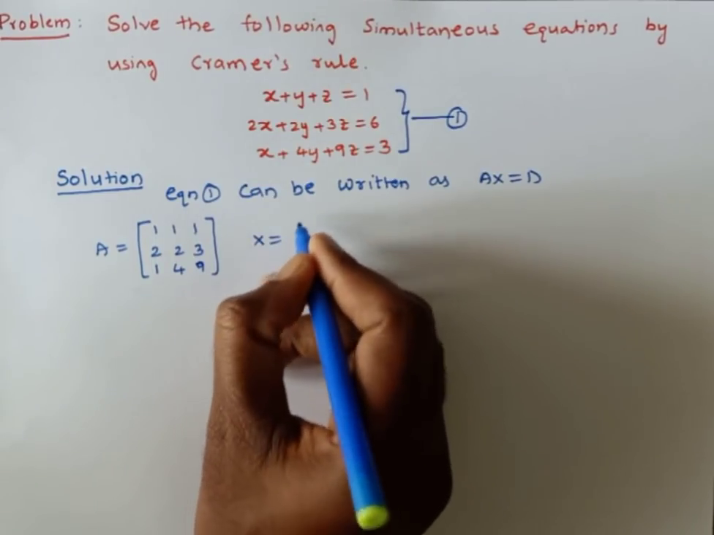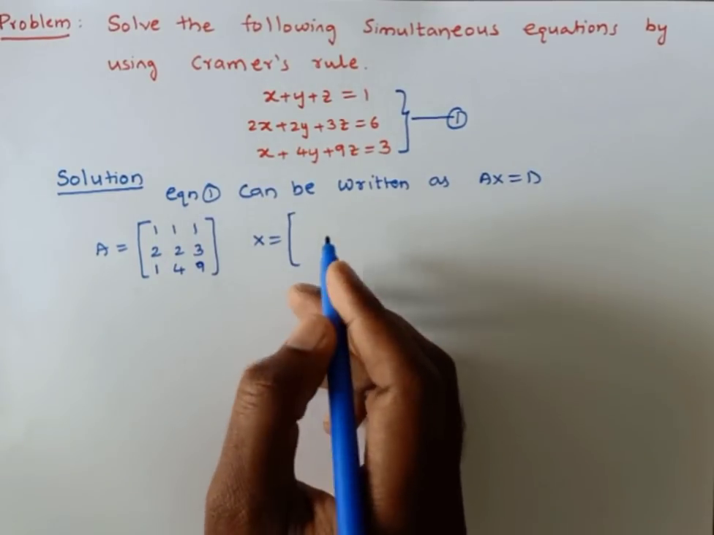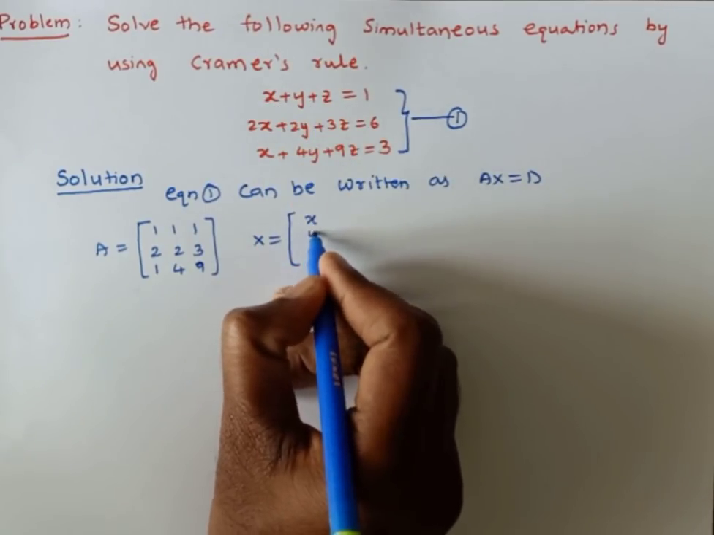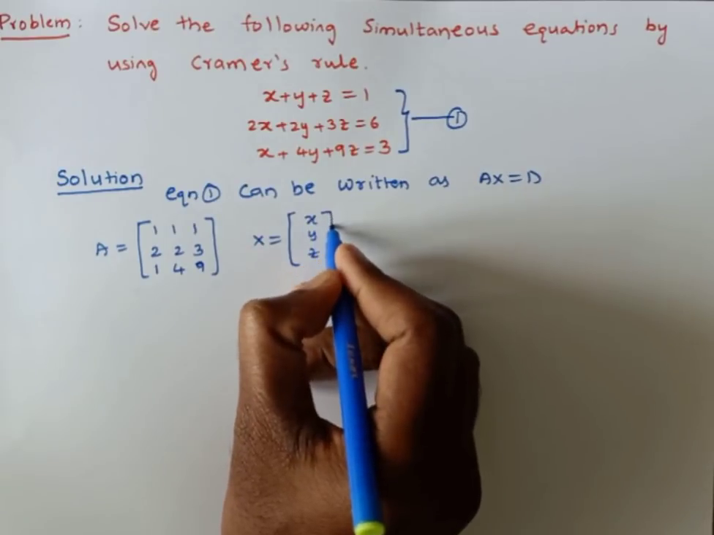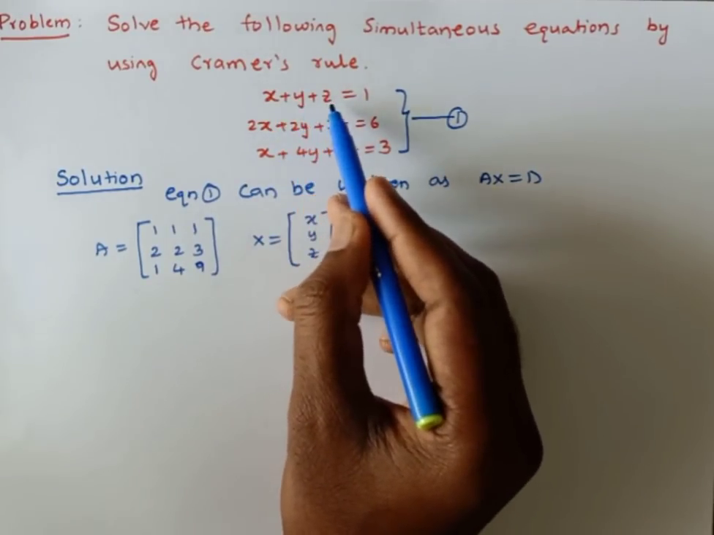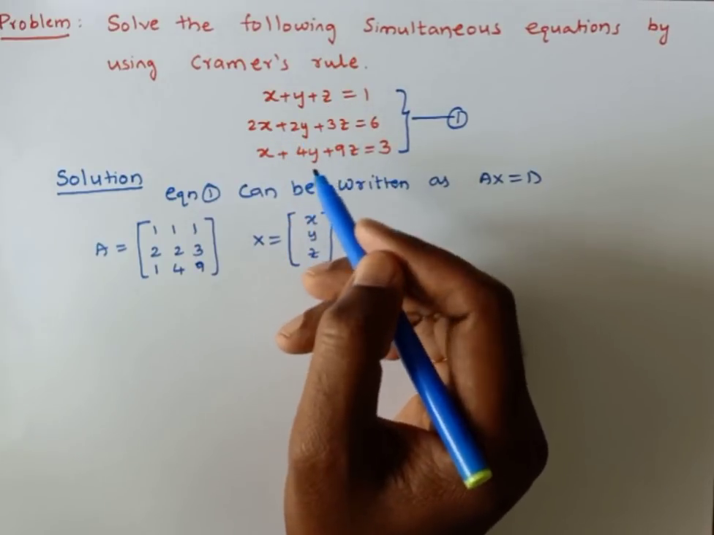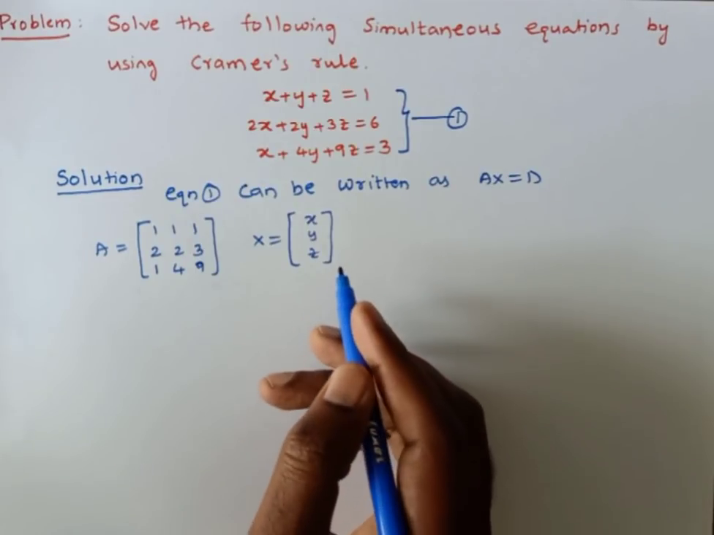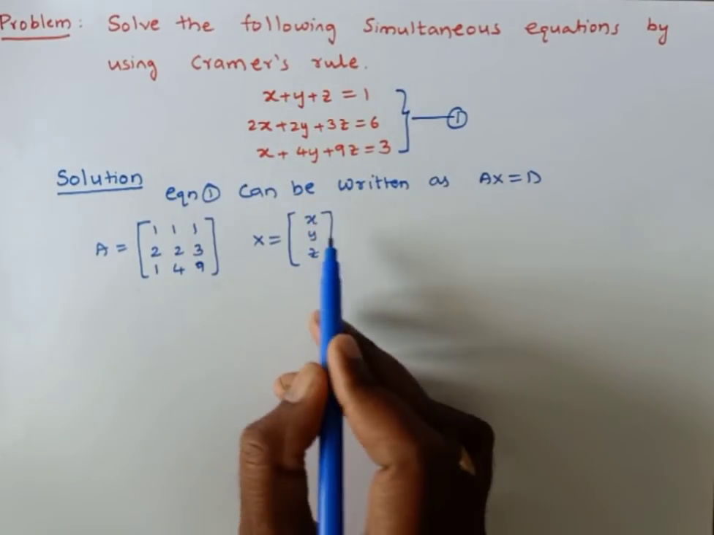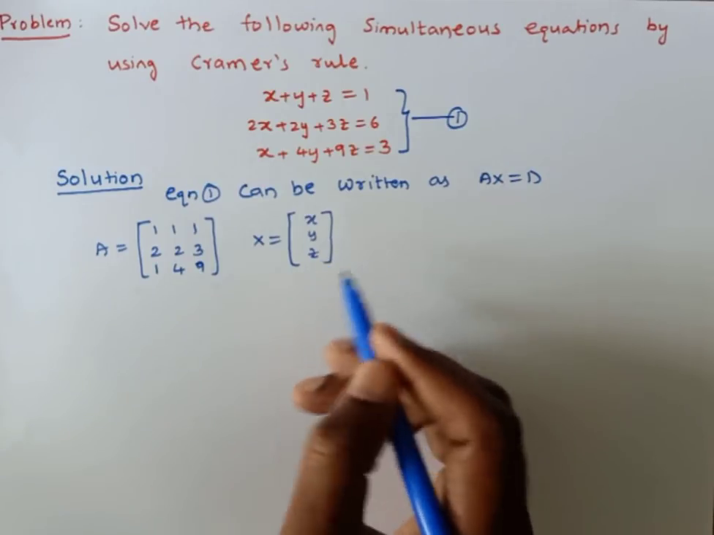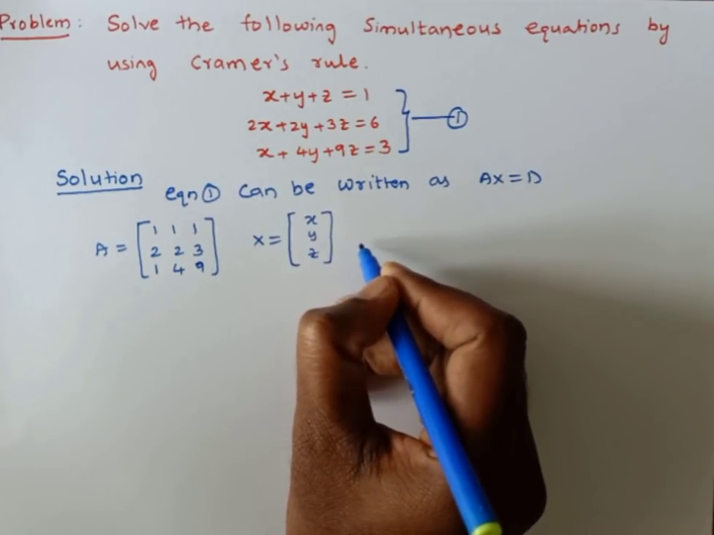And x is the variable matrix. So here the given variables are x, y, z. Here you need to write the variables which are present in the given system only. Maybe if the equations are like x1 plus x2 plus x3, then you need to write this x as x1, x2, x3. Here the given system contains the variables x, y, z, so that's why I'm writing x as x, y, z.